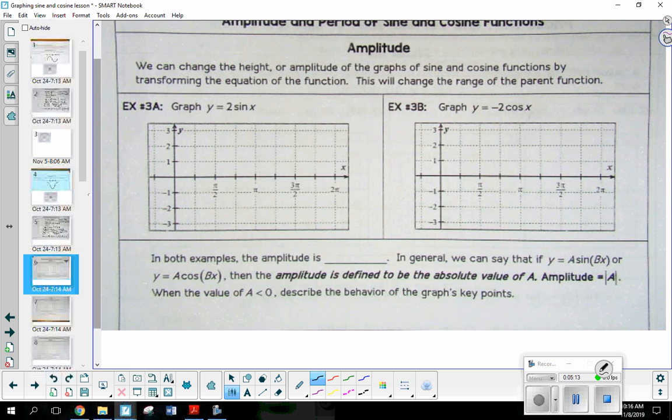Max, min, or 0? 0. Then went to a max, then a 0, then a min, and then a 0. So this is going to be the graph of sine of x. Okay. Now, what kind of transformation do we see here?